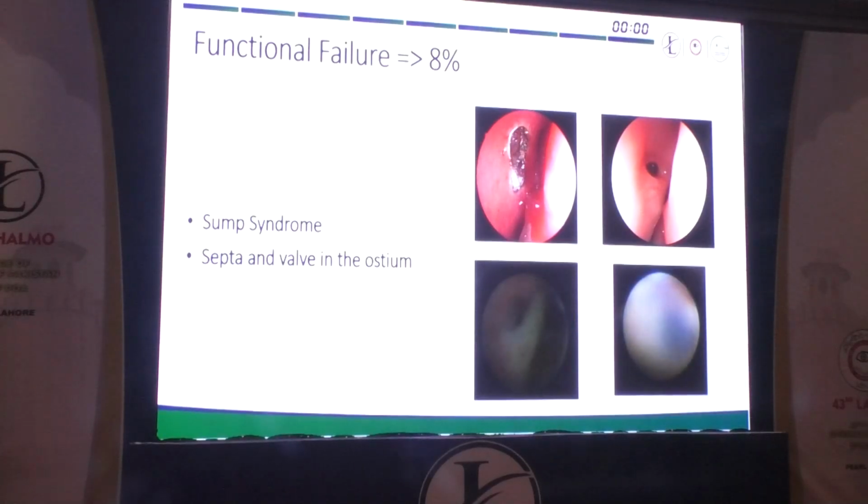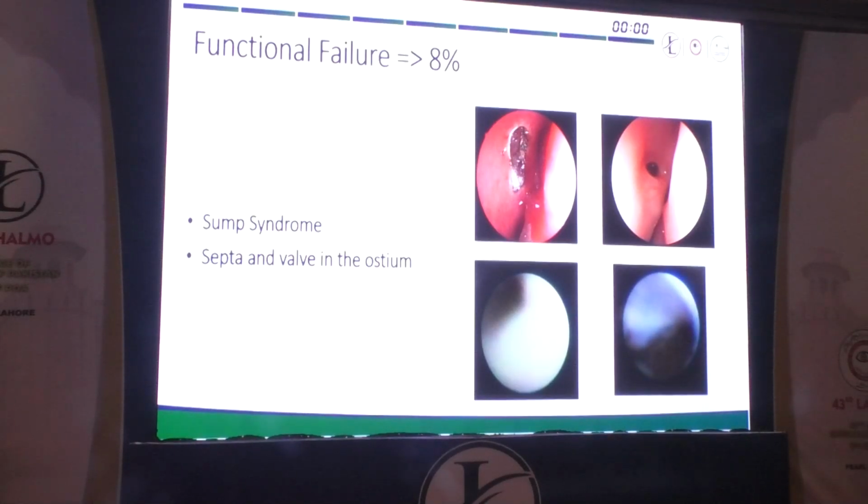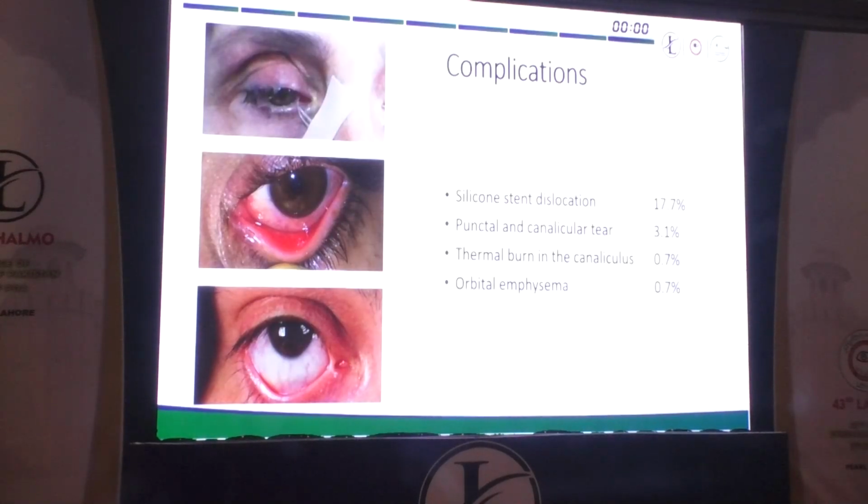Also, in some of them, the osteum was like a valve, opening with pressure and closing when the pressure was gone. So the tearing kept continuing. The most common complication that we saw was stent dislocation, but less common and more important were canalicular and punctal problems.